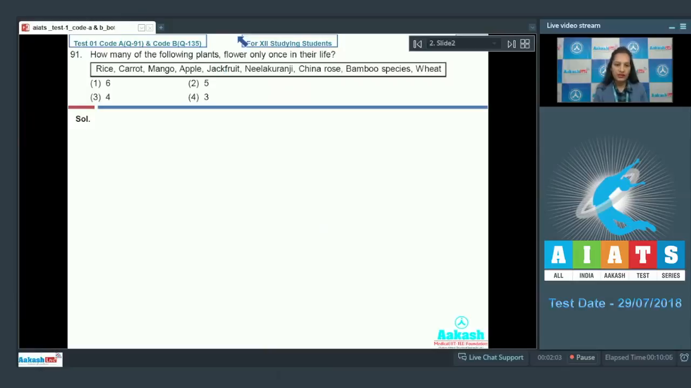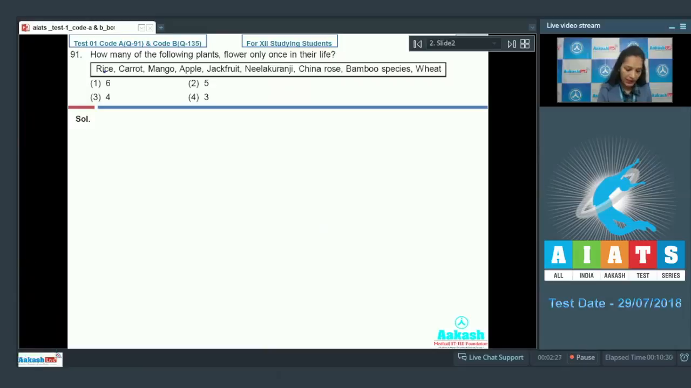flower only once in their life? The question is asking about the monocarpic plants. Monocarpic plants are those plants which flower only once in their life. You may be knowing about it that all annuals and biennials are monocarpic, whereas few perennials are also monocarpic.